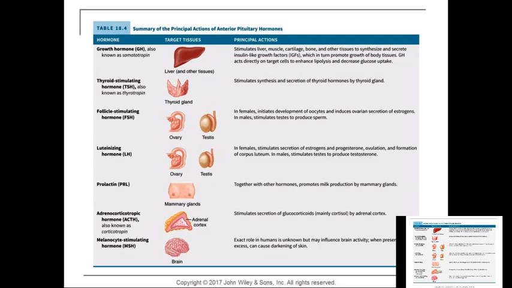Prolactin, with other hormones, if you look at the word pro, lactation, it's for milk production. And ACTH, it's going to stimulate the secretion of the glucocorticoids, primarily cortisol, by the adrenal cortex.